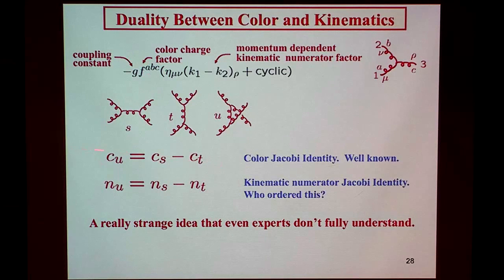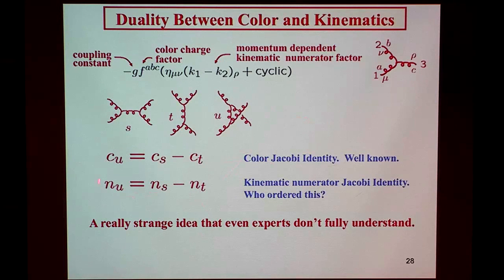And it satisfies an identity that every graduate student learns. It's called the Jacobi identity. And it says that the color charge or color factor of this diagram is equal to the color of this diagram minus that one. Okay? But there's another relation, and for those of you who are more sophisticated, run home, check your quantum field theory book, work this out. Okay?